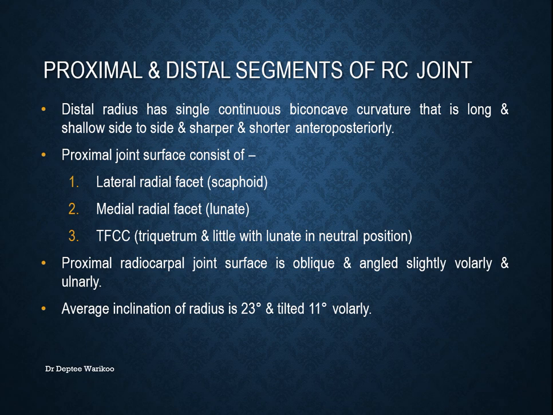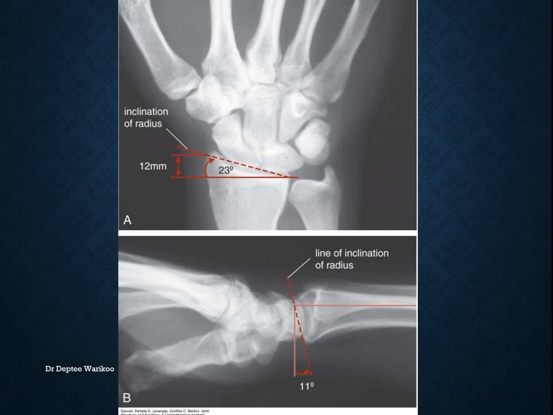The radioulnar disc is a component of the TFCC. It also serves as a part of the distal radioulnar joint, as I told you earlier. The proximal radiocarpal joint surface is oblique and angled slightly volarly and ulnarly. The average inclination of the radius is 23 degrees and tilted 11 degrees volarly, with the dorsal radius slightly longer than the volar radius. Here you could see the inclinations of the radius. The average inclination of the distal radius, as you see in the first diagram, is 23 degrees.